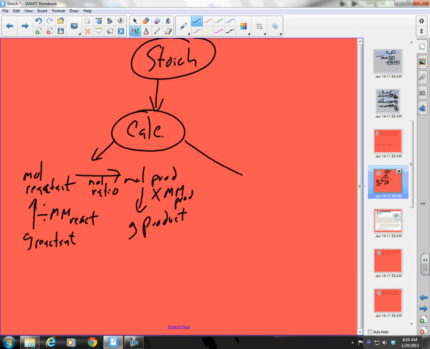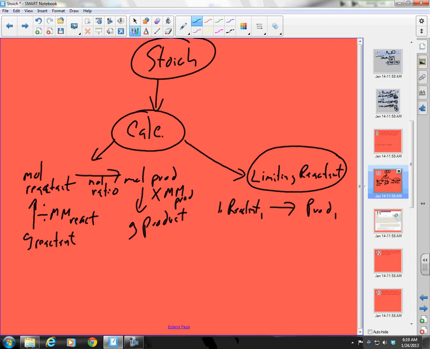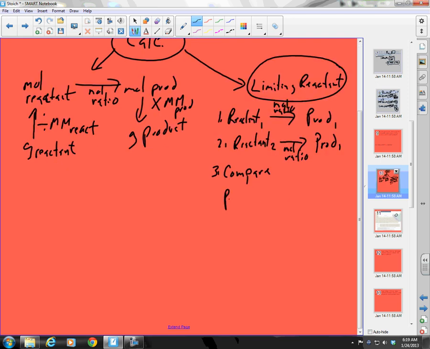And then we said we can do some more specialized kinds of reactions called limiting reagent, or limiting reactant questions, right? And we said, well, the process is number one, calculate a product from one reactant. So we'll take reactant one and calculate product one using mole ratio, right? And then we're going to take reactant 2 and calculate product 1 again using its mole ratio. And then we're going to compare the amounts of product 1 to product 2. And the limiting reagent produces the lesser amount of product.